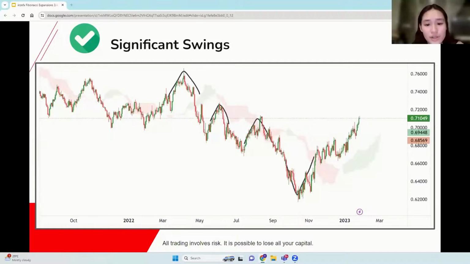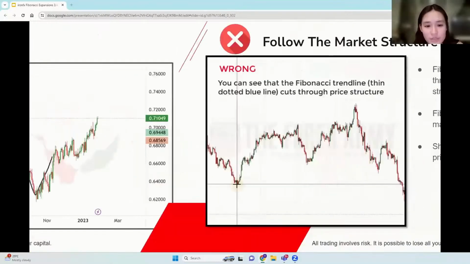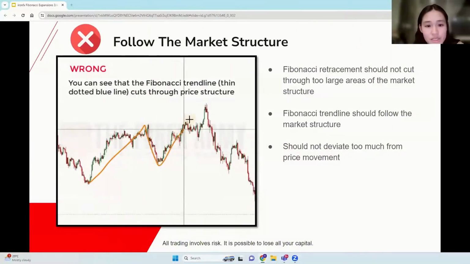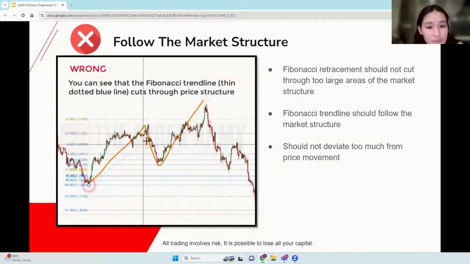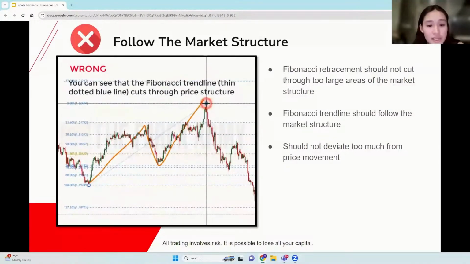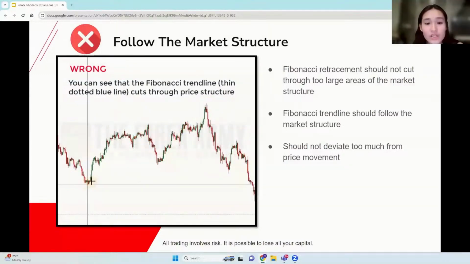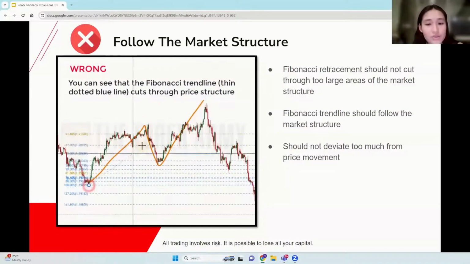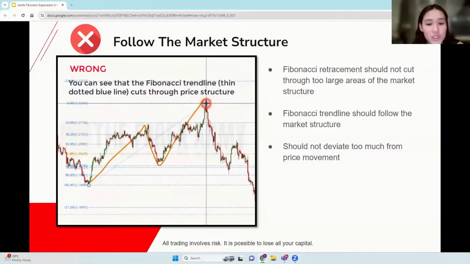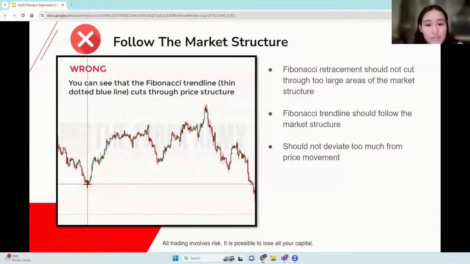Okay, next, let's look at how you can follow the market structure. In this example, you can see that the Fibonacci trend line, which is basically the line that we've drawn here, cuts through the price structure and doesn't follow the shape of the chart. So Fibonacci retracement levels should not cut through too large areas of the market structure. The Fibonacci trend line should follow the shape and should not deviate too much from price movement.